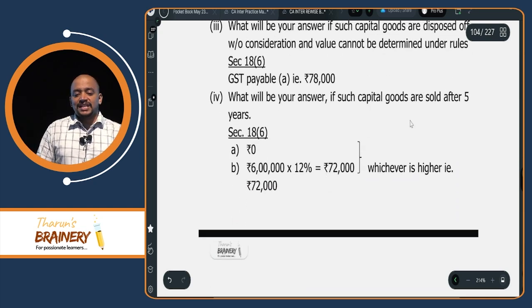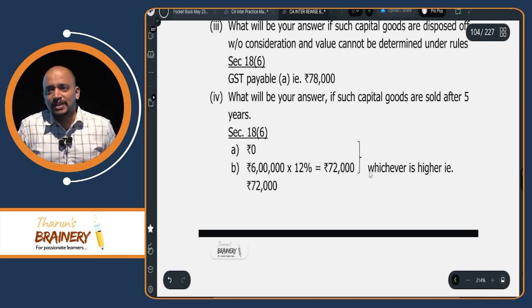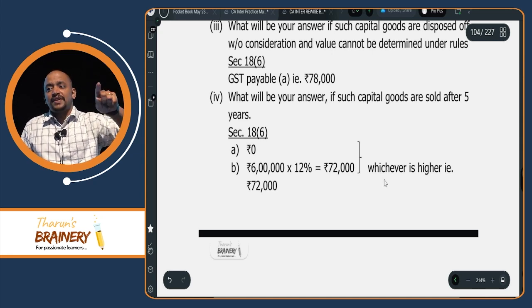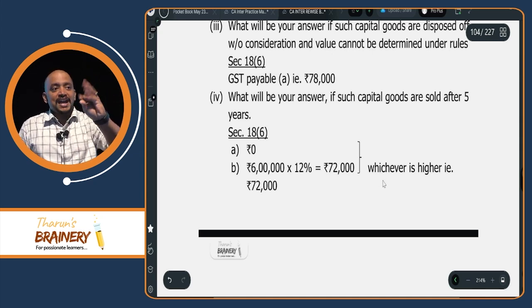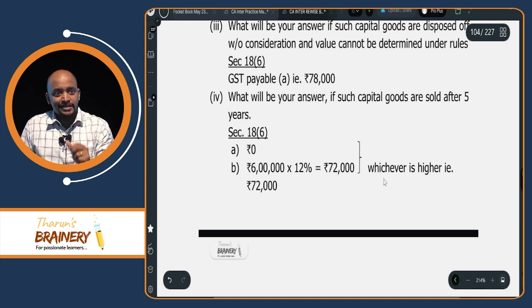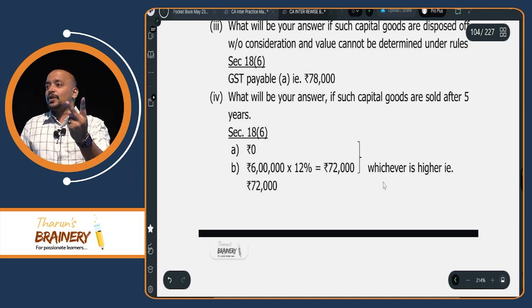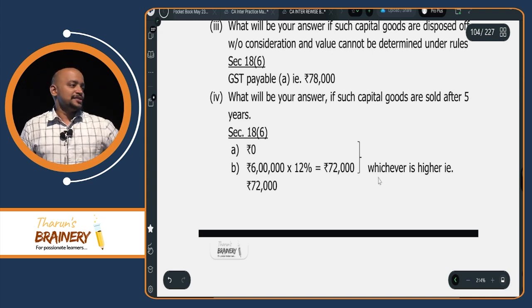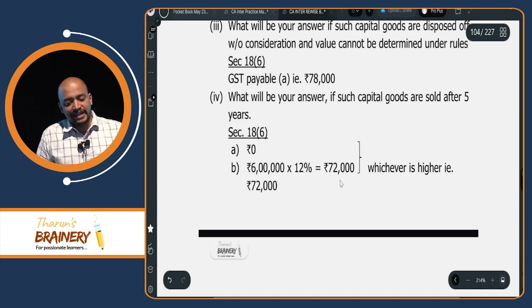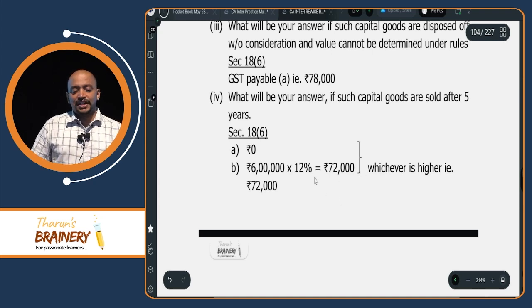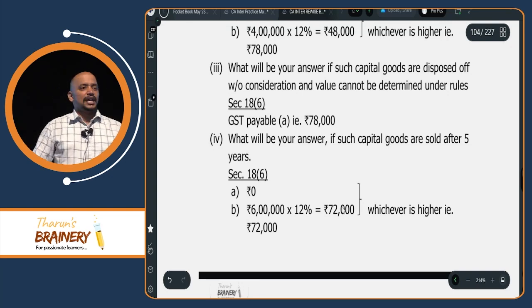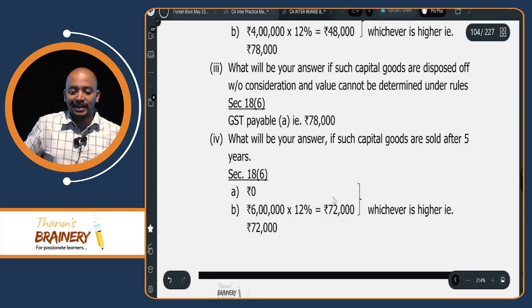What will be your answer if such capital goods are sold after 5 years? A will become 0. How A will become 0? ITC availed minus 5% for every quarter or part thereof. 5 years means how many quarters? 20 quarters into 5% will be 100. So fully A will become 0. B will be GST on sale value, whichever is higher, 72,000. Understood? So with this, we completed input tax credit fully in detail.